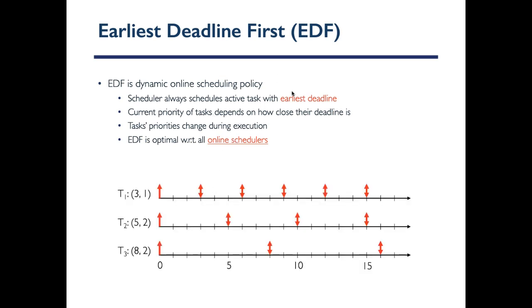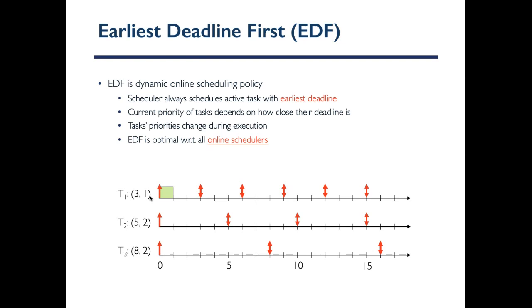I'm looking at the example where rate monotonic failed. This is the example that we saw that rate monotonic failed. So in this case, at the beginning, I have T1's job with a deadline that is 3. T2's job has a deadline 5, and T3's job has a deadline of 8. Between these three, T1's job has the earliest deadline, so it gets the highest priority. So it runs and it finishes.